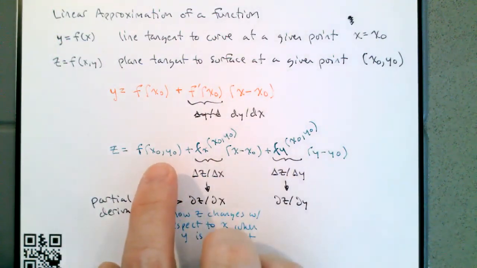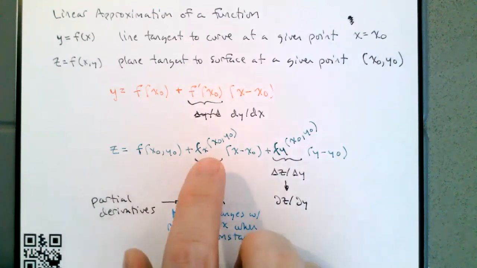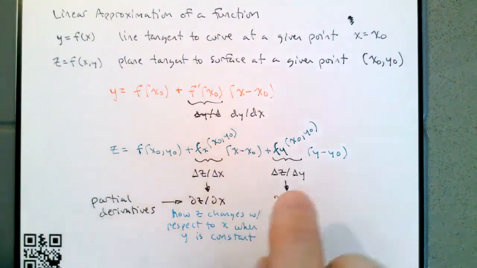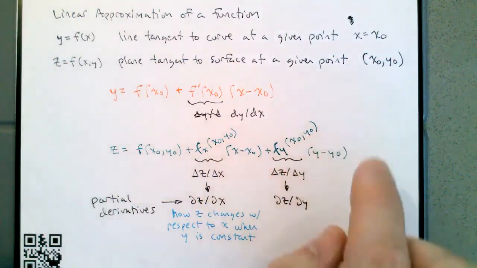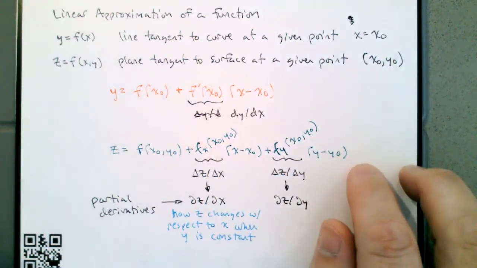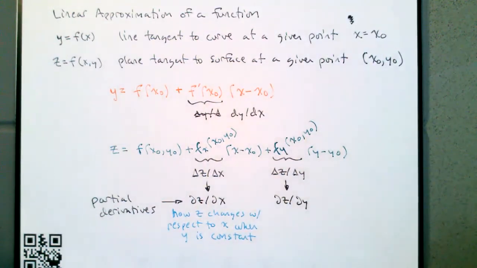We have a starting point, f of x naught, y naught, z naught. And there'll be an fx at x naught, y naught, z naught times x minus x naught. And fy at x naught, y naught, z naught times y minus y naught. And an fz, it'll be just tack on another term: fz at x naught, y naught, z naught times z minus z naught.